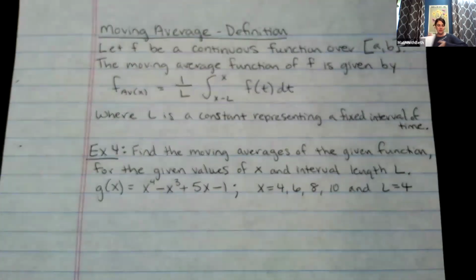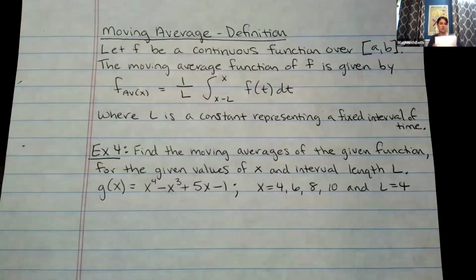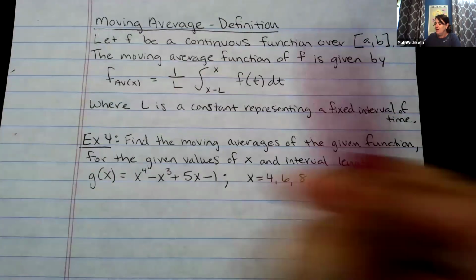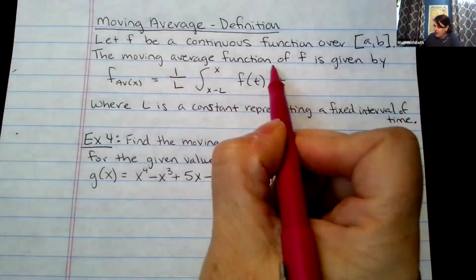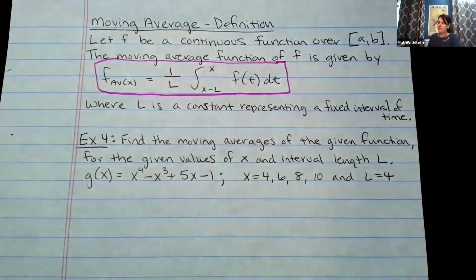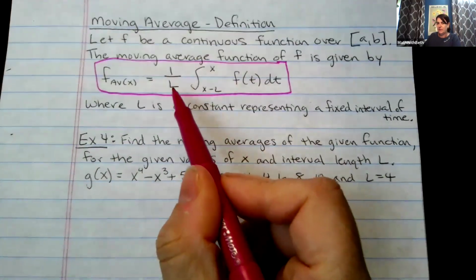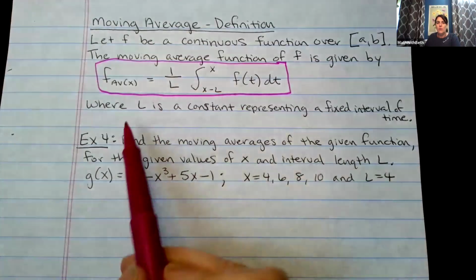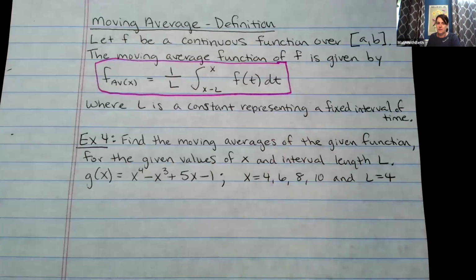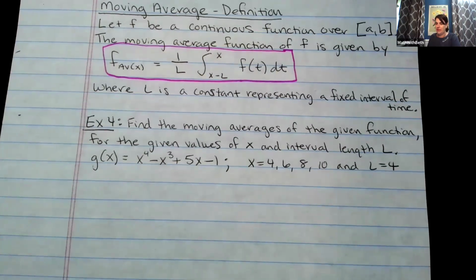And our last application is the moving average. So how you find moving average is, here's the definition. Let f be a continuous function over the interval a to b. The moving average function of f is given by this formula. So similar to the average function, but just a little different because we're going to have this L here, where L is the constant representing a fixed interval of time. So let's take a look and see how that would apply.